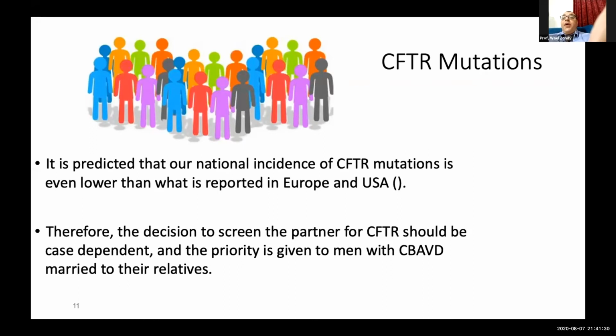It's predicted that our national incidence of CFTR mutations is even lower than what is reported in the United States and in Europe. Therefore, the decision to screen the partners for CFTR should be case dependent, and it should be patient centered as well. The priority is given to men with congenital bilateral absent vas, especially if the man is married to his relative.